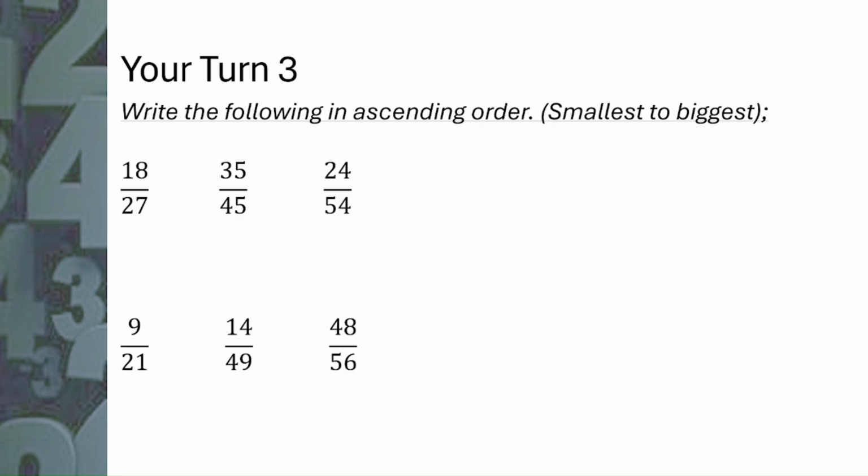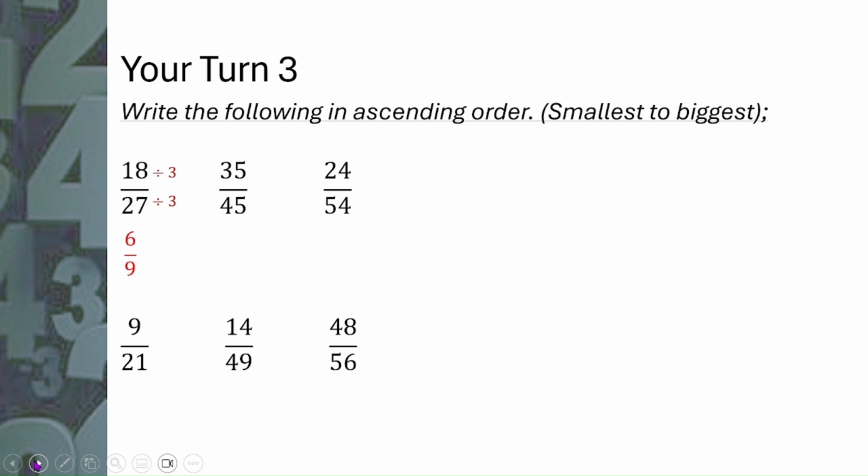Now I'm looking at the very first set of questions and I'm looking at the denominators. That's the bottom value. And I can see we've got 27, 45 and 54. I recognize them all as being part of the 9 times table. So I'm going to try and write those 3 fractions over 9 if I can. I know that 3 times 9 is going to give me 27. So I'm going to divide the first fraction by 3. 18 divided by 3 is 6, so I'll have 6 over 9.